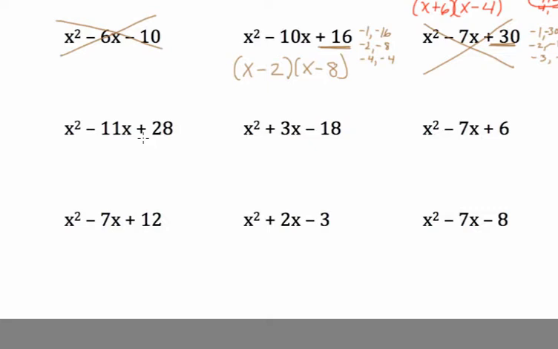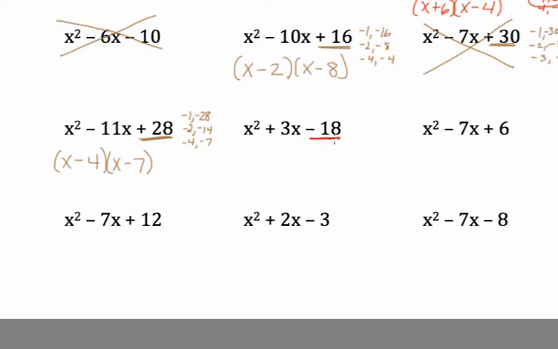X squared minus 11x plus 28. Again, our multiplying number is positive, but when we added, we got a negative. That must mean that two negatives multiplied together to get this positive 28. So what are my choices? Negative 1, negative 28. Negative 2, negative 14. Negative 4, negative 7, there it is. X minus 4 times x minus 7.